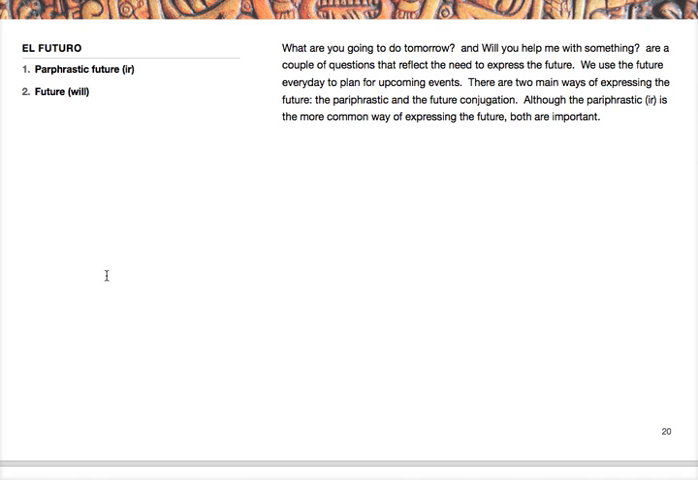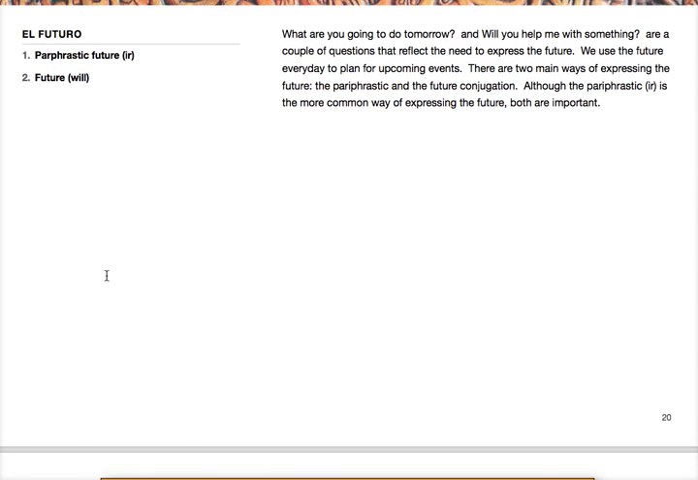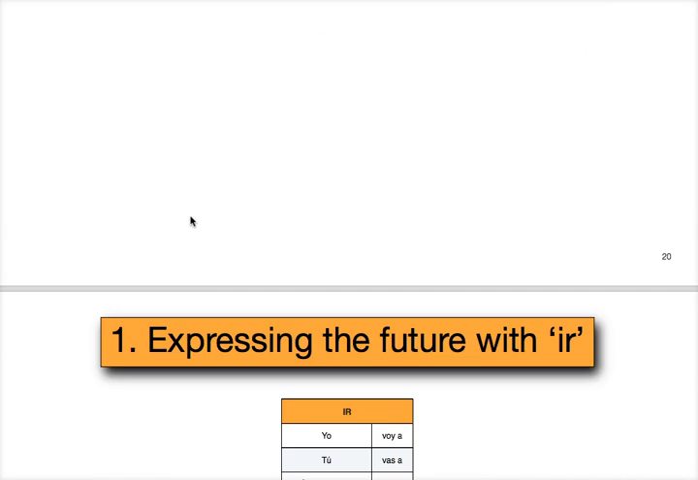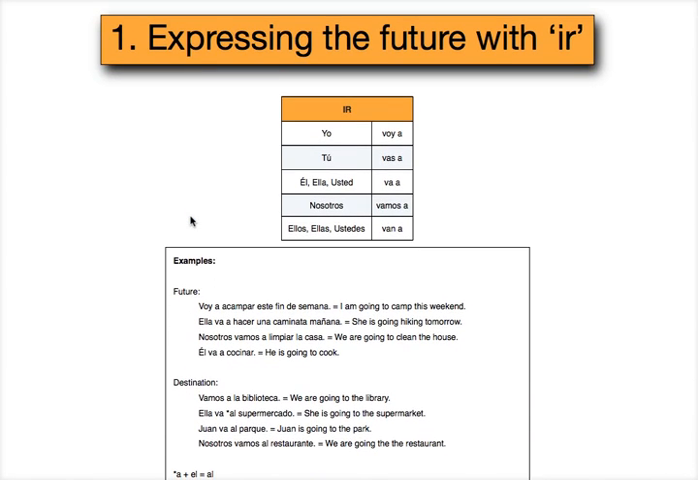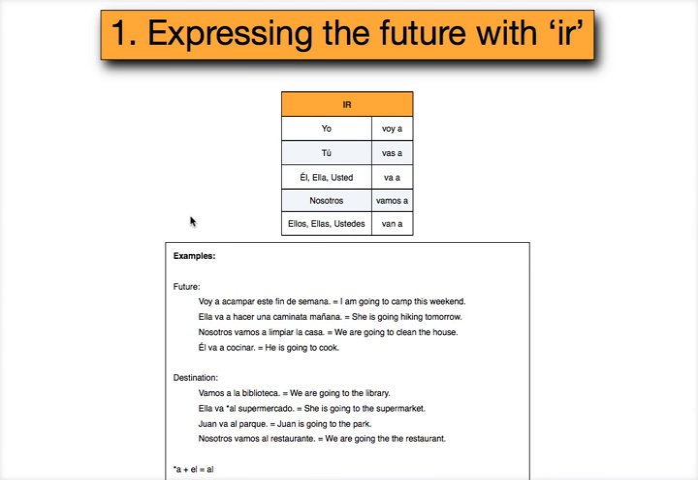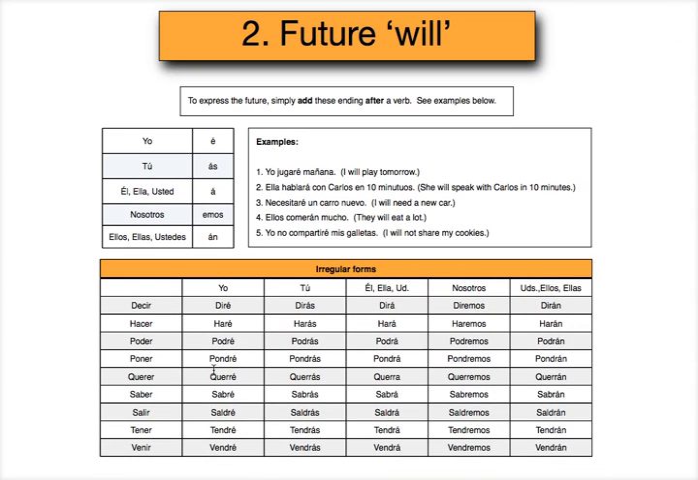We also covered the future tense. We spoke about the two ways of expressing the future, with ir or the future conjugation. So to express the future with ir, make sure you know these conjugations. We've got some examples here expressing future and destination with ir. And then we've got the future conjugation, as, a, emos, and an, which we add to the end of the verb. Again, we've got some examples here. Watch out for some irregulars.